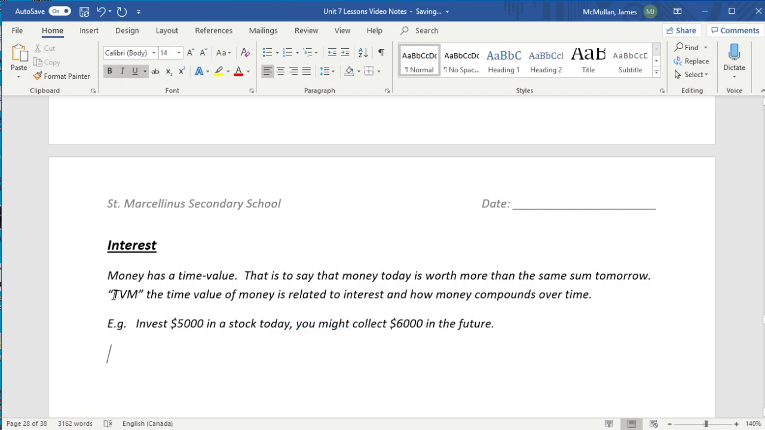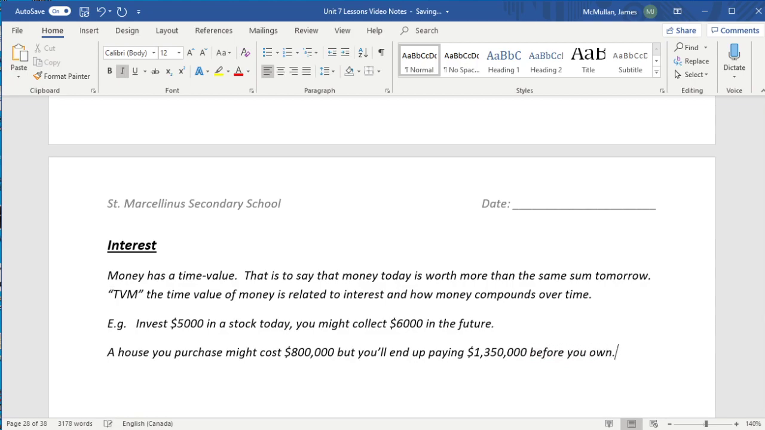When you buy your house, or when you buy a property, a house you purchase might cost $800,000, but you'll end up paying, let's say, $1 million, before you own it, because you have to pay it over time, right? You take money from the bank today, and then you pay it back over time. A TV might cost $2,000 to buy today, or $3,000 if you buy it on your credit card, because on your credit card, it can take a year to pay it back, right?